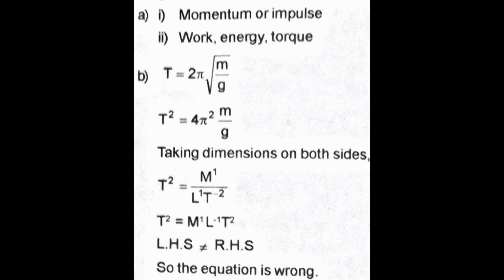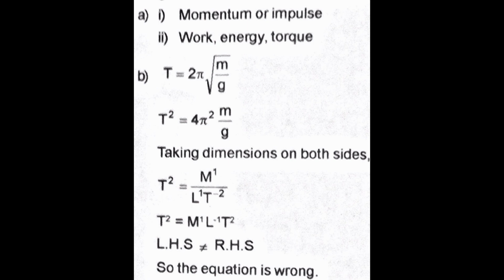Now we can find the dimensions on both sides. So what will we get? T^2 means the dimension also is T^2, right? What about 4 pi^2? Yes, 4 pi^2 is a constant, so there is no dimension for 4 pi^2, and m by g is there. So what about m? M has the dimension M, and g is the acceleration due to gravity. So what will be the dimension? L T^-2. So what will we get? The LHS has T^2 as the dimension, and in RHS we have M L^-1 T^2.